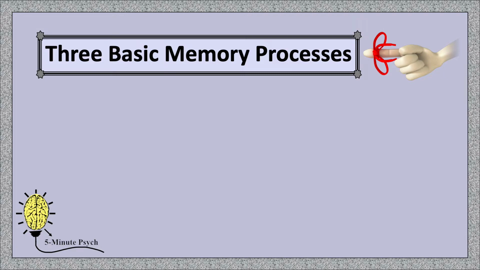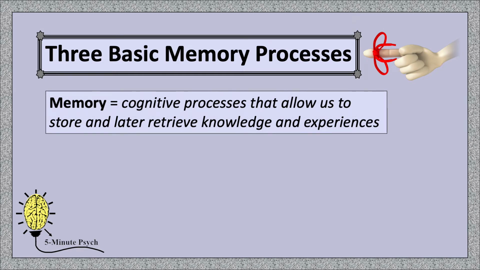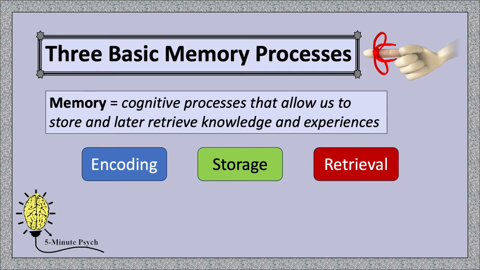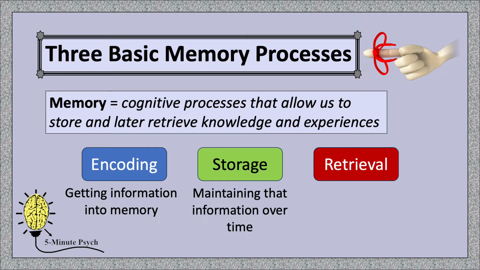Memory can be thought of as cognitive processes that allow us to store and later retrieve knowledge and experiences, and it involves 3 basic processes: encoding, storage, and retrieval. Encoding involves getting information into memory, and this begins with sensation and perception, where the information is translated into a neural code that your brain can process. Storage involves maintaining that information in some way over time, so that if you need it in the future, you have access to it or can retrieve it, getting it out of storage.